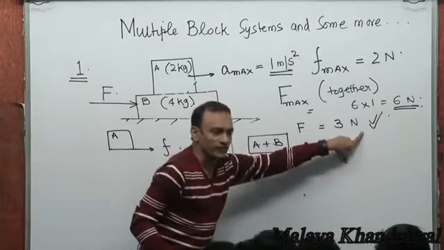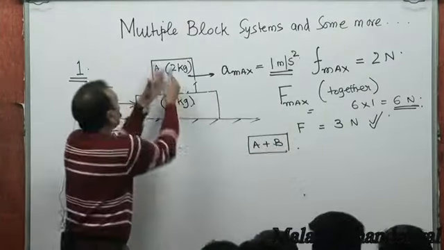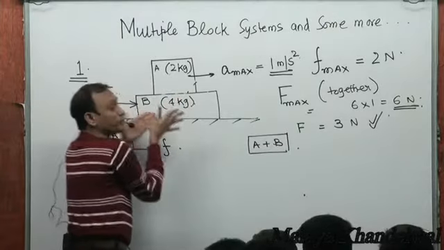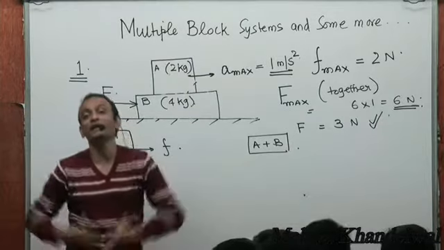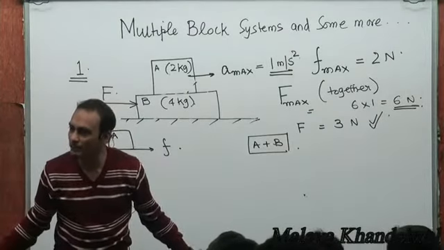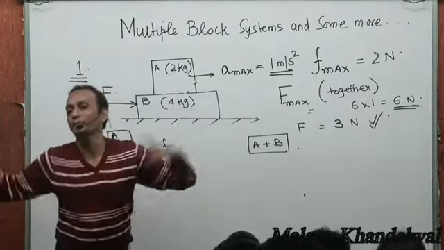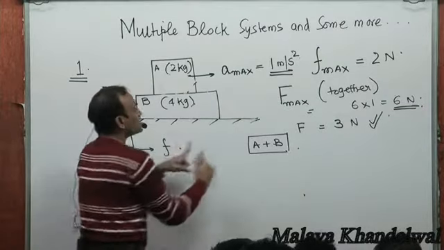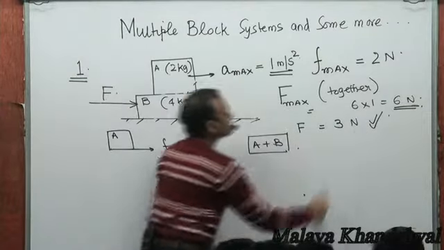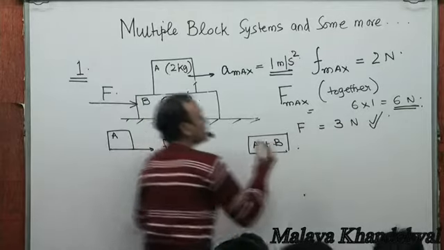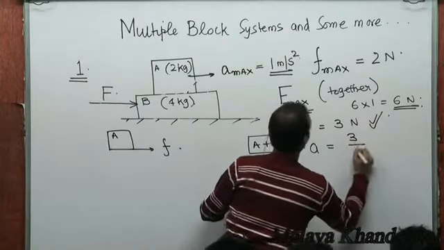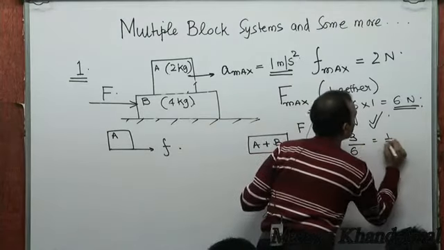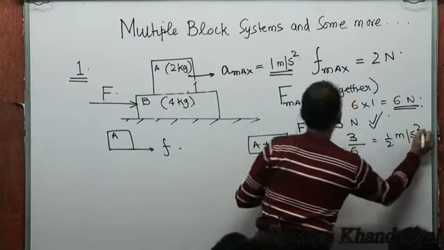then for a force of F equal to 3 newtons, when A and B are one unit, the frictional force that they exert on each other is an internal force, and will not appear in the free body diagram of A plus B or in Newton's second law application on A and B. So A and B, when subject to 3 newtons, will have a common acceleration, which would be 3 divided by 6, which is half meter per second squared. Yes or no?